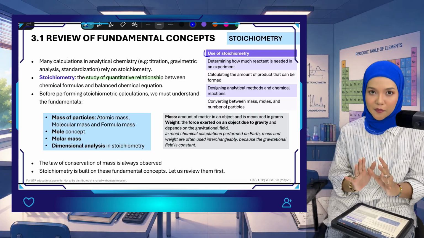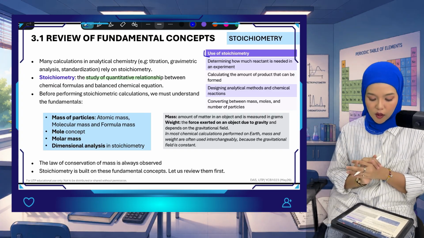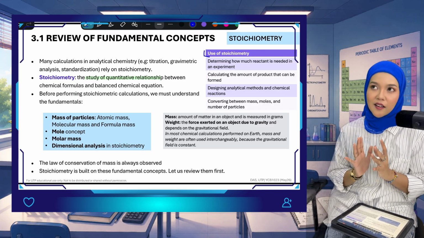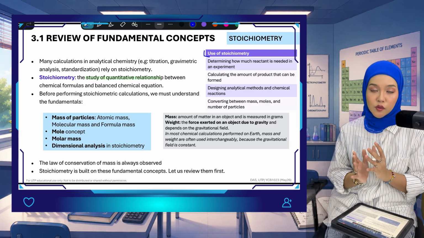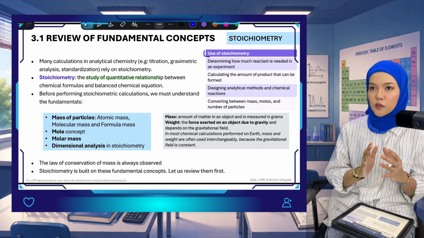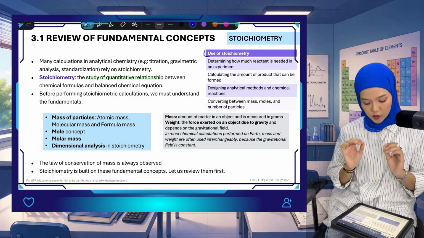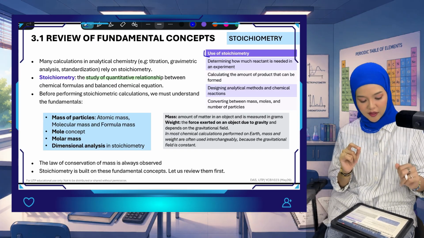I would like to highlight to you about mass and weight. In chemistry, or at least in this analytical chemistry subject, most of the time the chemical calculations that we use here are performed on Earth. So sometimes I will just use the words mass and weight interchangeably. That is the assumption here.